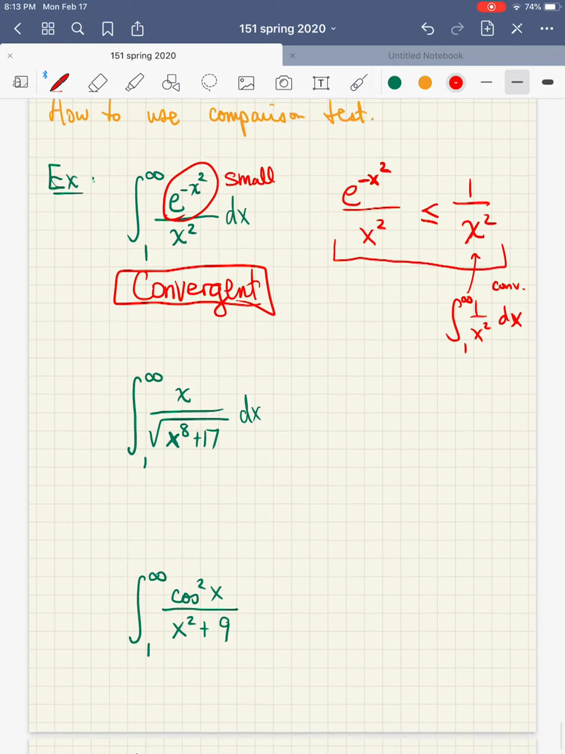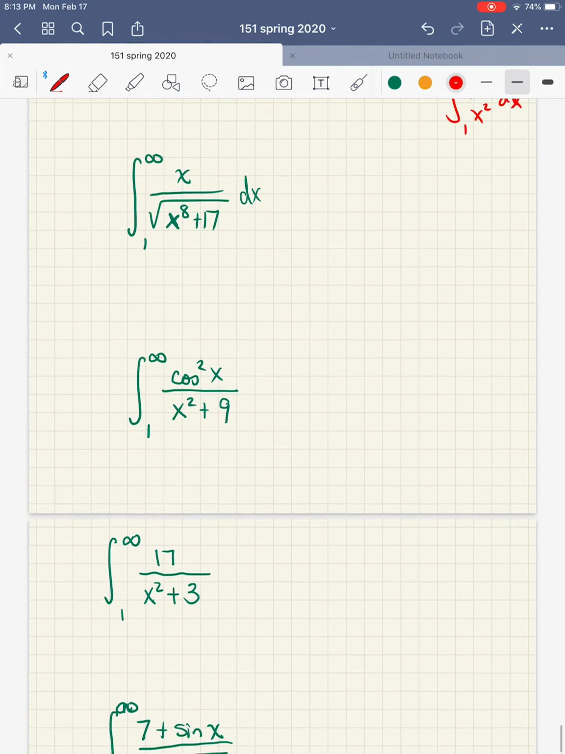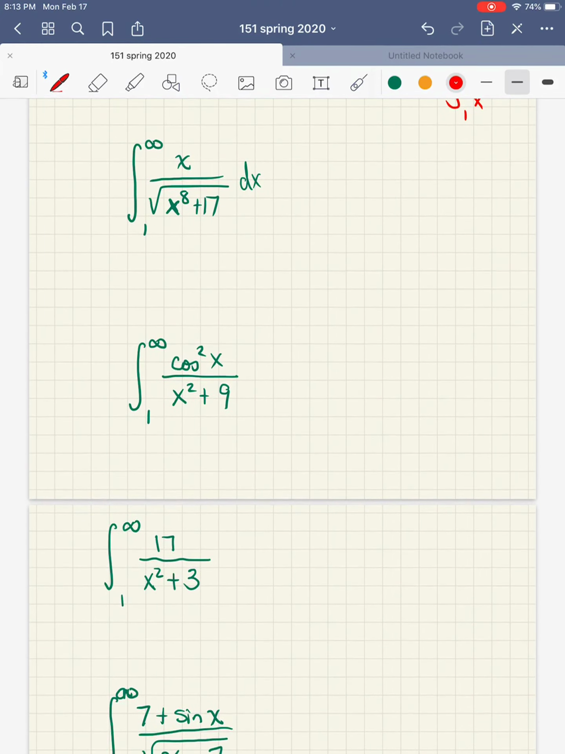So let's move on to the next one. So now I've got x over the square root of x to the 8 plus 17. Now x itself isn't so small. So if I look at the numerator, x is probably a million, or could be a million or a billion. It can be any number really between 1 and infinity. So I can't use the same sort of trick.